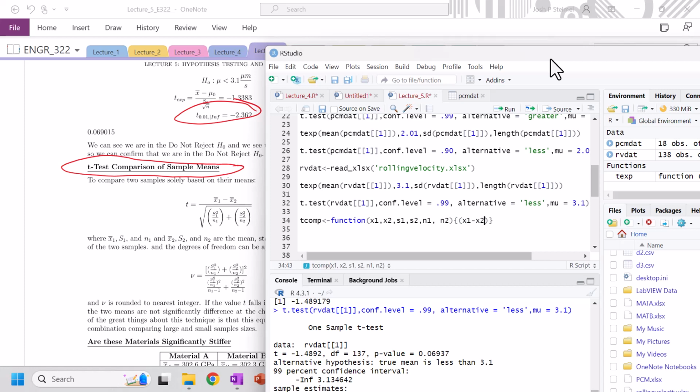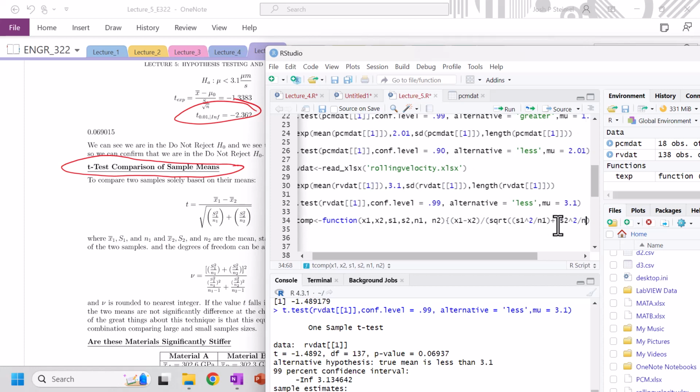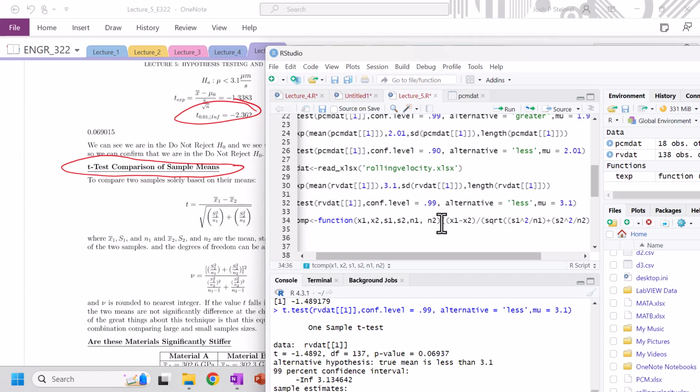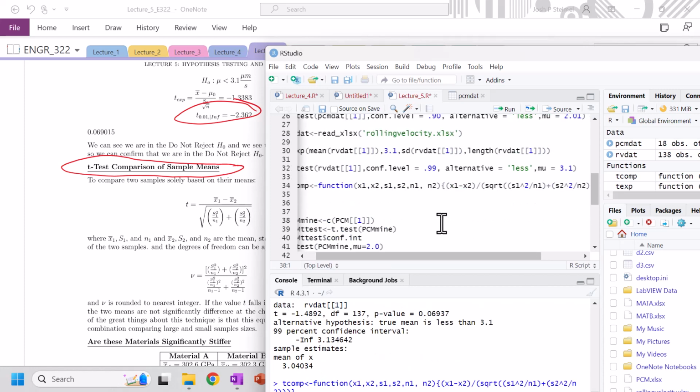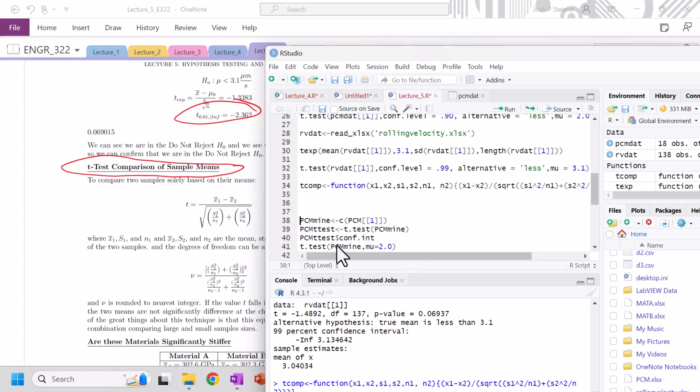And that's going to be equal to x1 minus x2 divided by the square root of parentheses s1 squared divided by n1 plus s2 squared divided by n2. So hopefully that will work. So that's our new T comp.